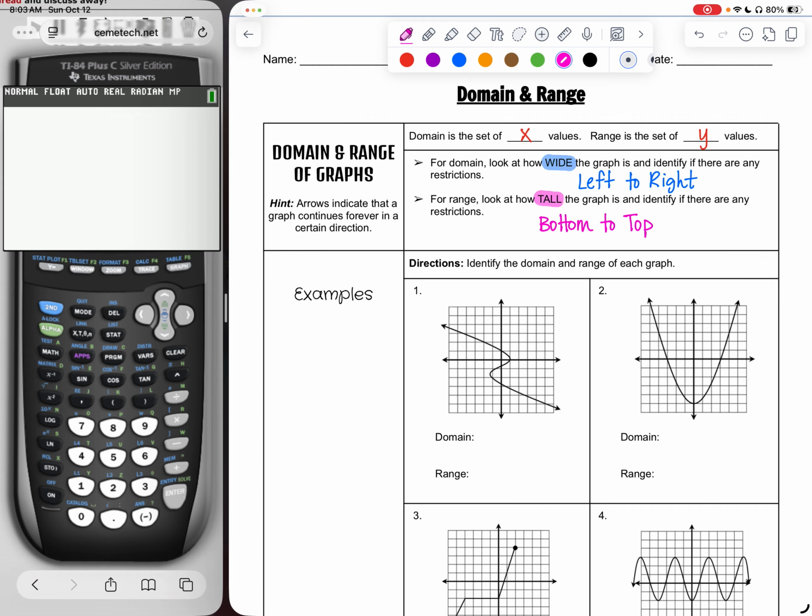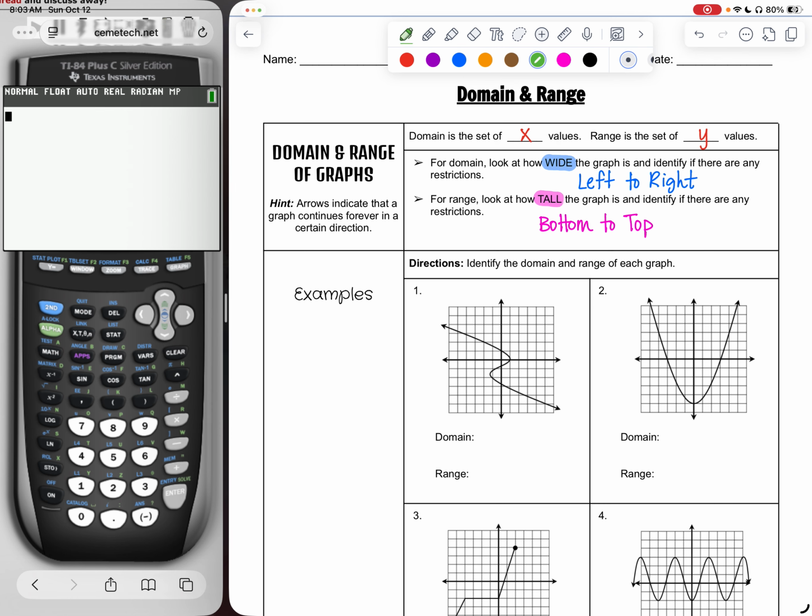For domain, we have to look at how wide the graph is going to get, and then we're going to identify if there are any restrictions. So we're looking from left to right only. Your x-axis is what you should be focusing on. For the range, we are going to look at how tall the graph is going to be, and we're going to identify if there are any restrictions. So basically, we're looking from bottom to top.